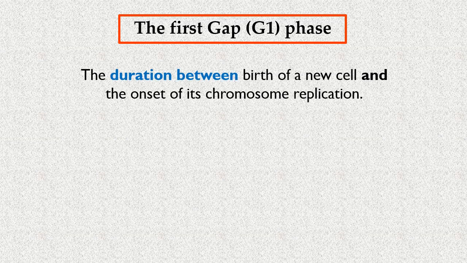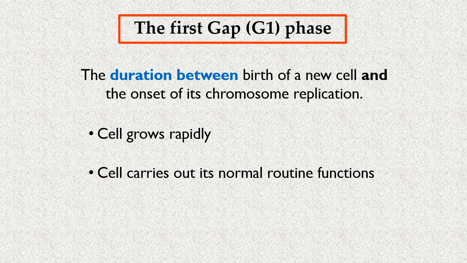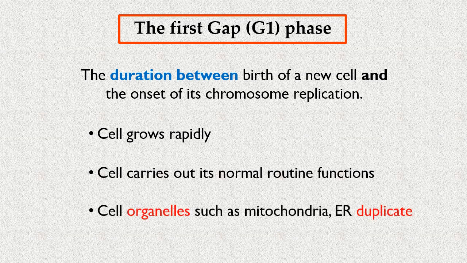The first gap, or G1 phase. As we said, each new cell arises from a pre-existing cell. G1 phase is the duration between the birth of a new cell and the onset of its chromosome replication. During this phase, the cell grows rapidly and carries out its normal routine functions. Cytoplasmic organelles such as mitochondria and endoplasmic reticulum usually duplicate during this phase.